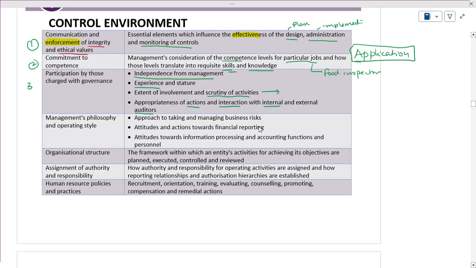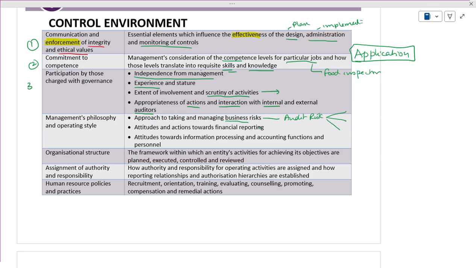Fine. What is the management philosophy? What does management think about the control environment? It is the approach to take and manage business risk. We have not covered business risk, right? We have covered audit risk. What are the three components of audit risk? Inherent risk, control risk, and detection risk. Now, the approach to business risk.